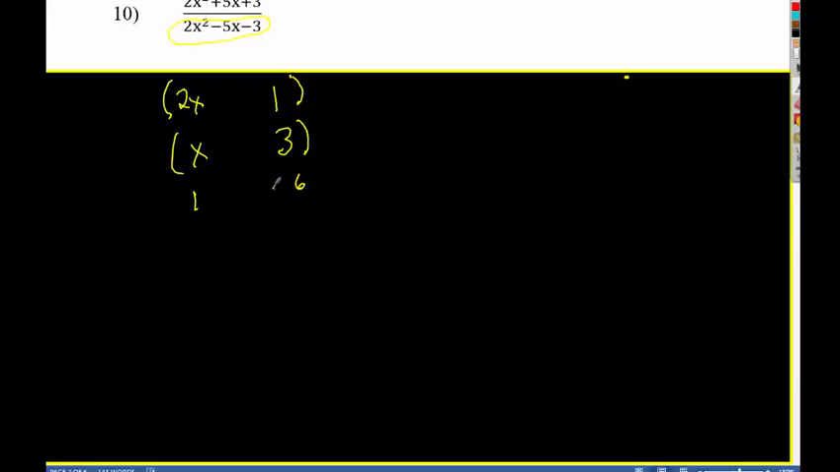Right? And this would give me 6. This would give me 1. How do I get the negative 5? This would have to be negative. This had to be positive. So this would have to be negative. That had to be positive. So therefore, 2x plus 1 cannot equal 0, or x minus 3 cannot equal 0.